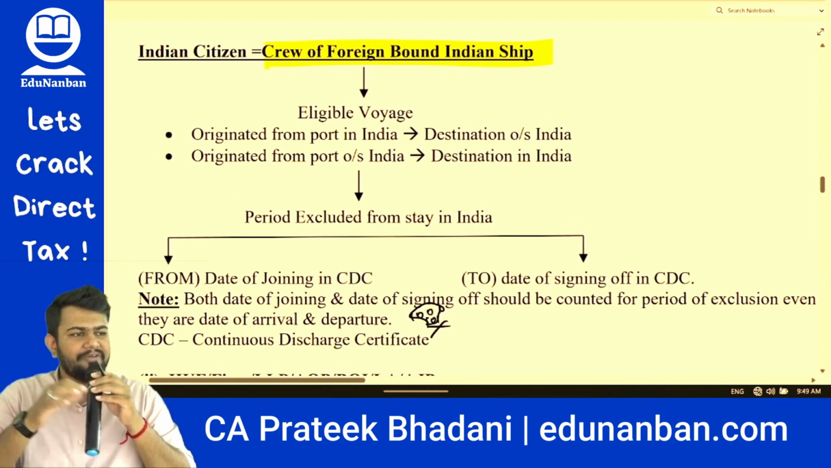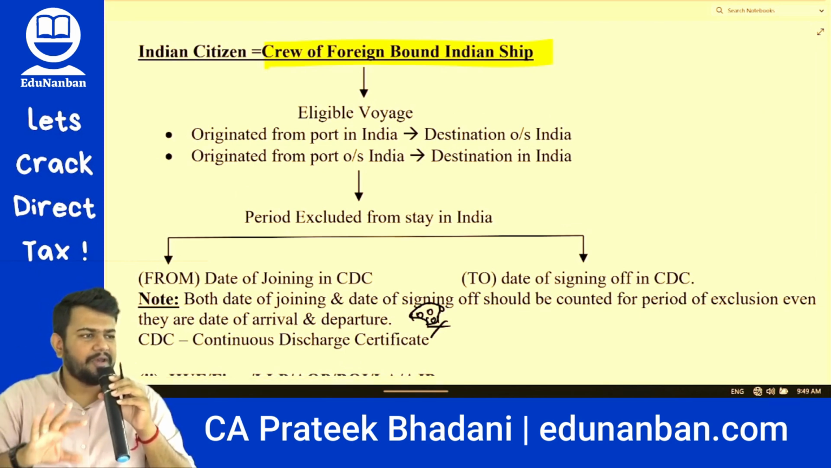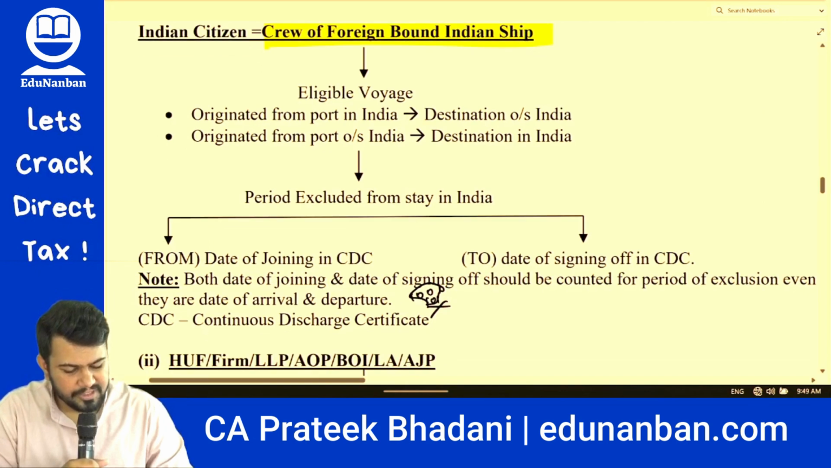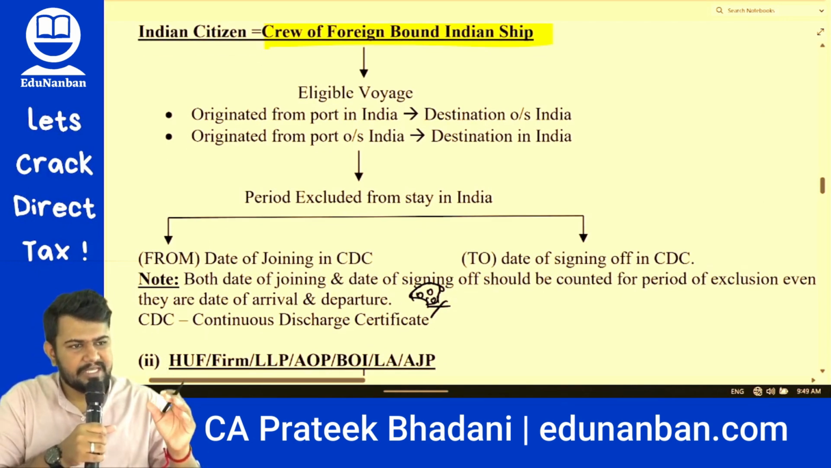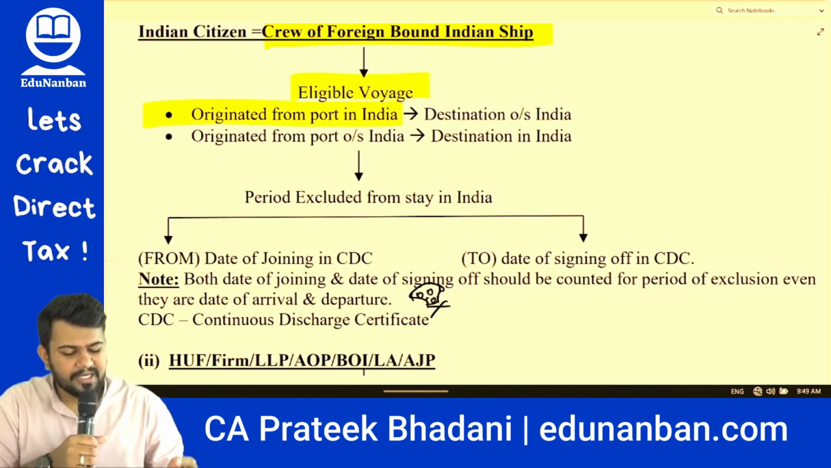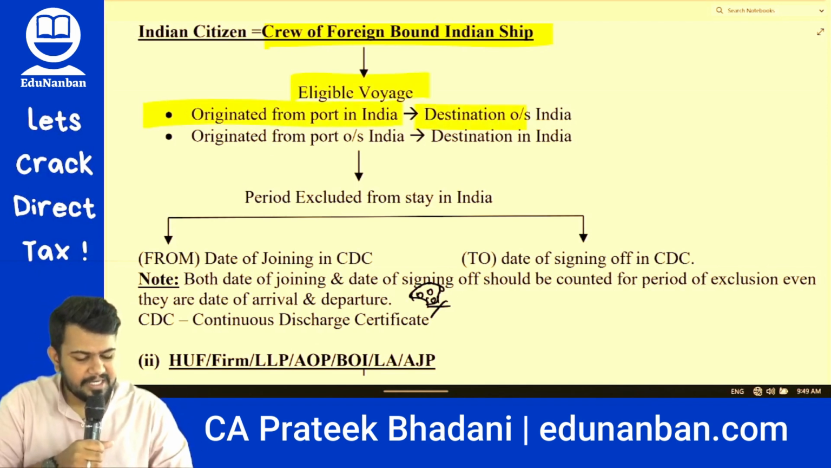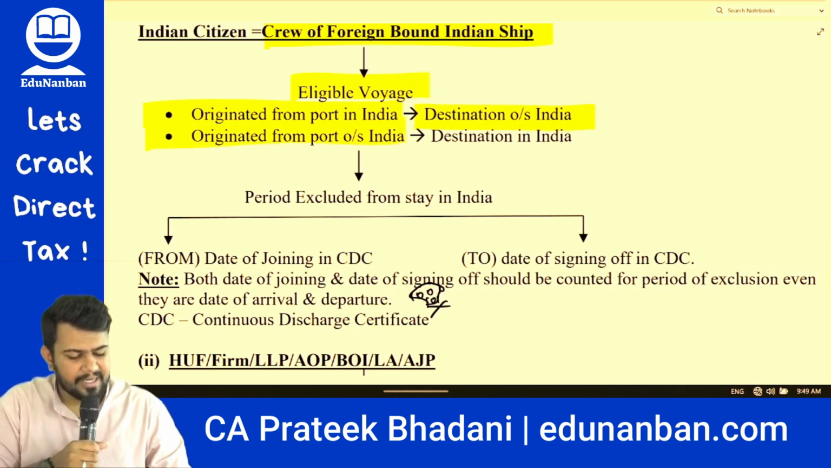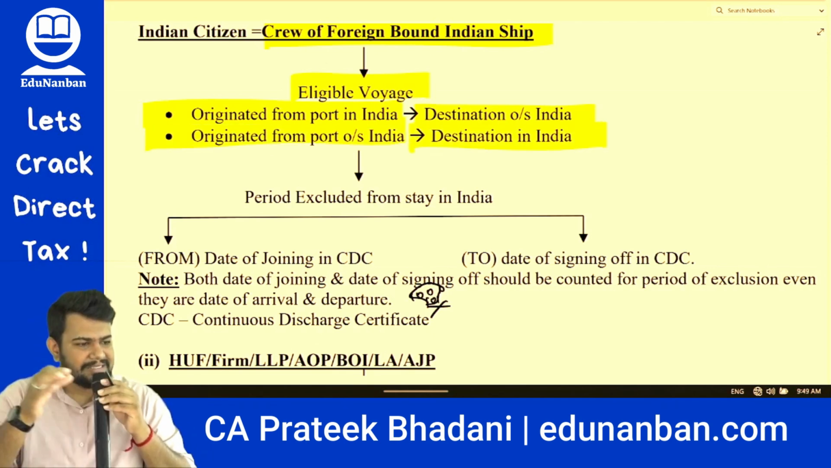Now let's come to Indian citizens who are crew members of a foreign bound Indian ship. So if an Indian citizen is a crew member of a foreign bound Indian ship, there is one special provision for them. What is the special provision? Firstly, we have to see whether they are on an eligible voyage. Eligible voyage means a voyage that originates from a port in India and whose destination is outside India, or originates from a port outside India and whose destination is in India.